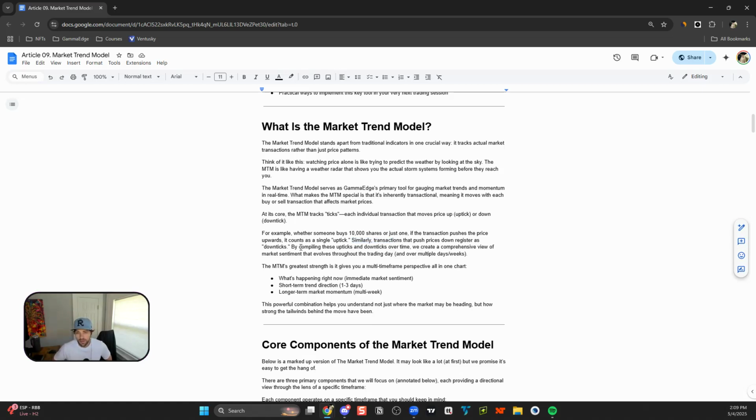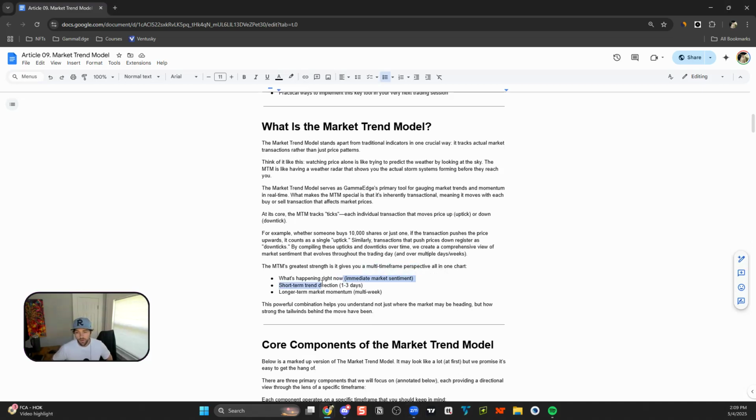And then when we compile these upticks and downticks over time, we create a comprehensive view of market sentiment, market trend, and market momentum that evolves over the trading day and over multiple days and multiple weeks. And that's one of the market trend model's greatest strengths: it gives you a multi-time frame point of view, all in one visual.